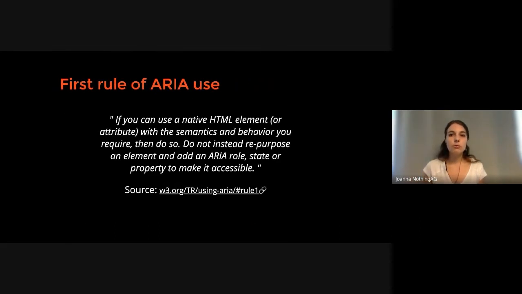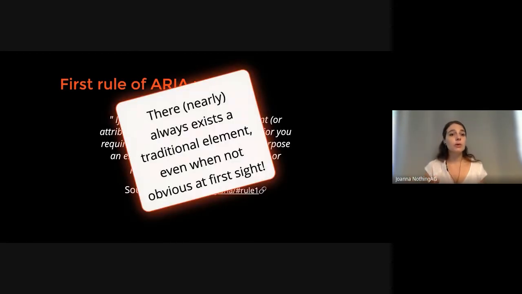Let's take a look at the first rule of ARIA that we can find in the specification. I'll let you quickly read through it. So this can basically be summarized as there nearly always exists a traditional element, even when not obvious at first sight. And the nerdy part comes from the fact that sometimes you still need to work on something very complex for your specific use case. For example, a very complex calendar component.